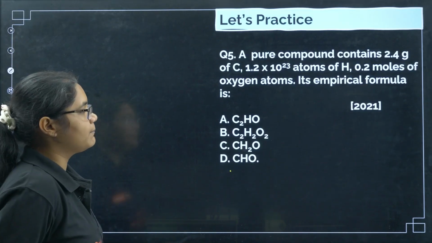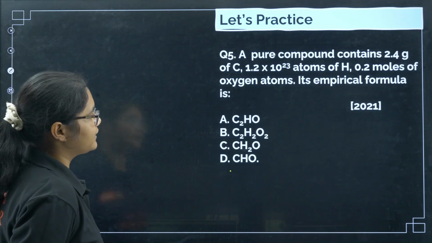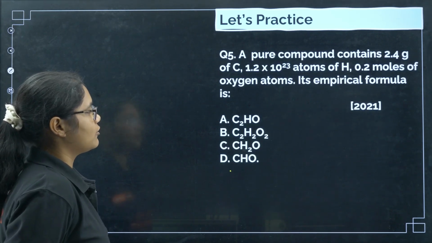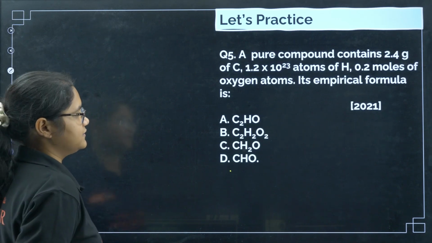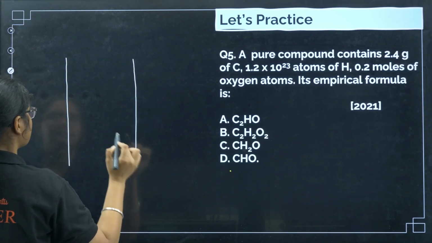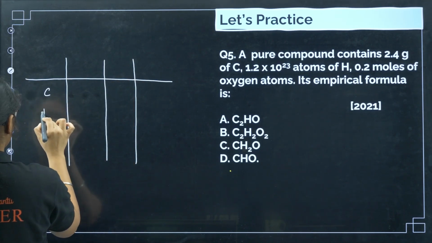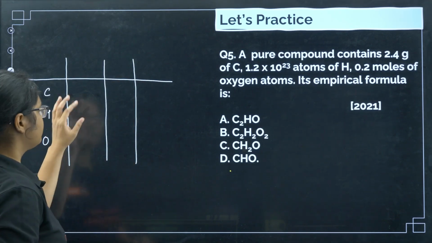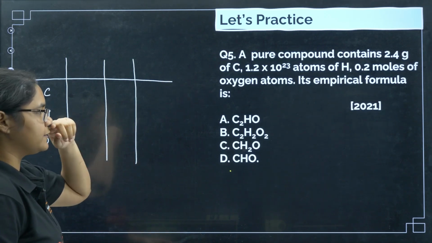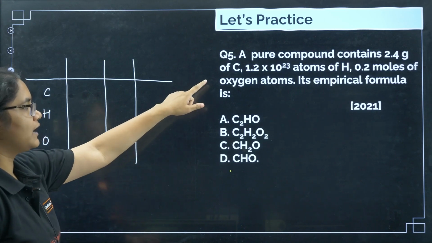Next we have a pure compound containing 2.4 gram of carbon, this many atoms of hydrogen, and this many moles of oxygen atoms. Its empirical formula is, okay, so we can directly do it. First, how to do it. See, I have elements carbon, hydrogen and oxygen. I have to first find out their number of moles. Here percentage is not given, directly the amounts are given, so that is fine, we can directly calculate the number of moles. 2.4 gram of carbon, right?